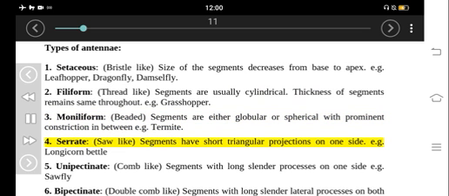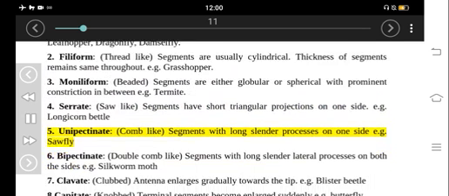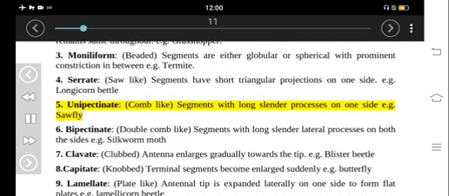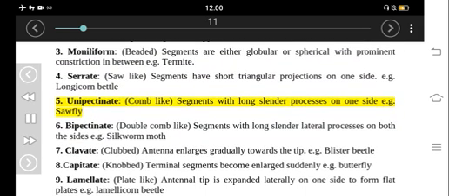5. Serrate. Saw-like segments have short triangular projections on one side, e.g., longicorn beetle. 6. Unipectinate. Cone-like segments with long slender processes on one side, e.g., sawfly. 7. Bipectinate. Double cone-like segments with long slender lateral processes on both the sides, e.g., silkworm moth.